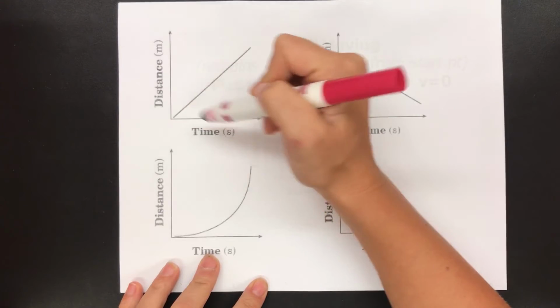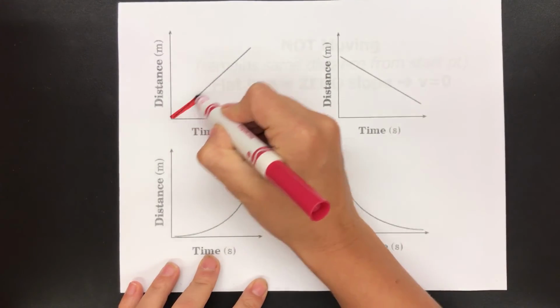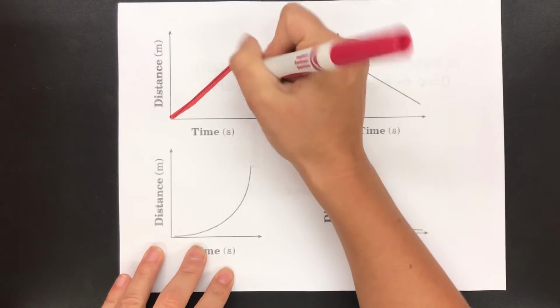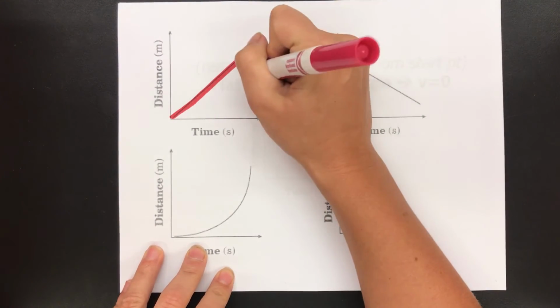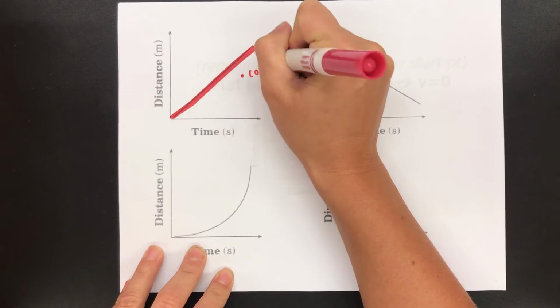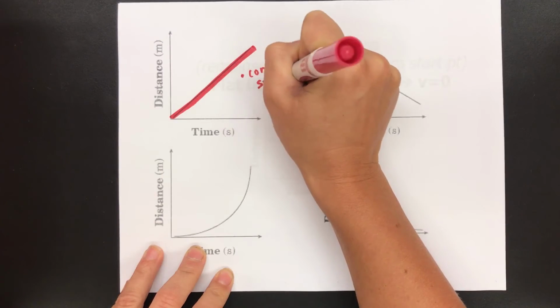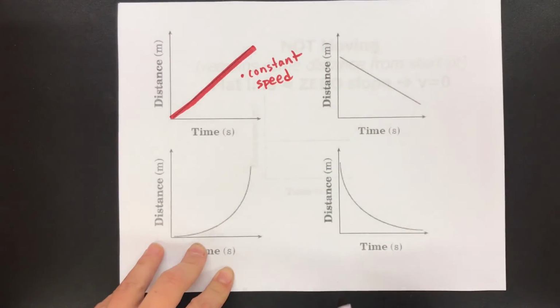Again, it's going to be distance versus time. We have a straight line. Nothing else is happening. Straight line going up. So what you need to make sure that you know is that it's constant speed. Again, why do we know it has constant speed? Because it's a straight line, that slope is the same.